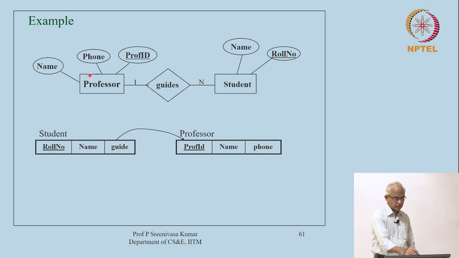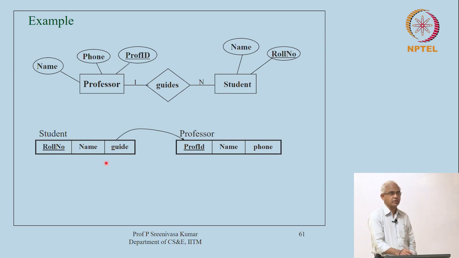What is the other relation? The other relation is the one side entity, which is professor. So, it has name, phone, prof ID. Now, basically what we have done is, in each student row, we are now introducing a new attribute called the guide of the student, which will be an employee ID that refers to the professor who is the guide of the student.